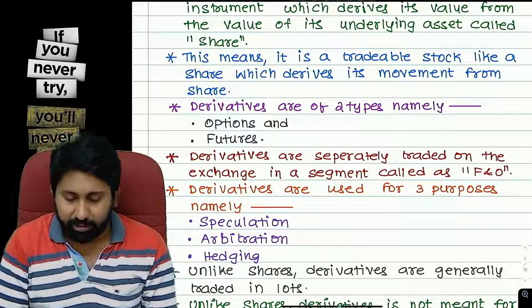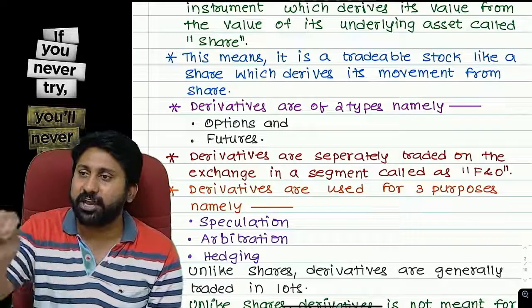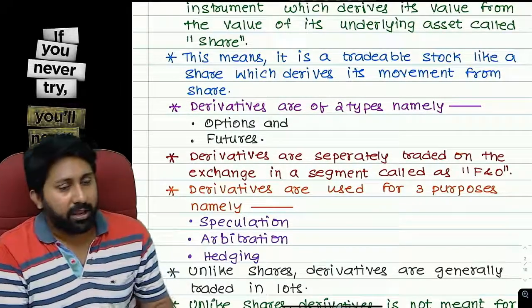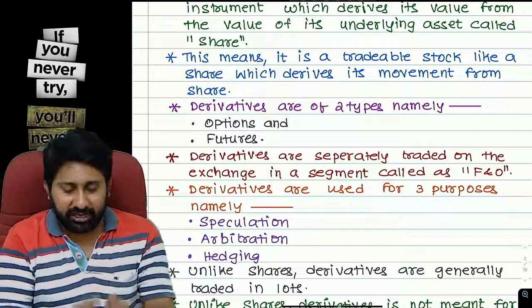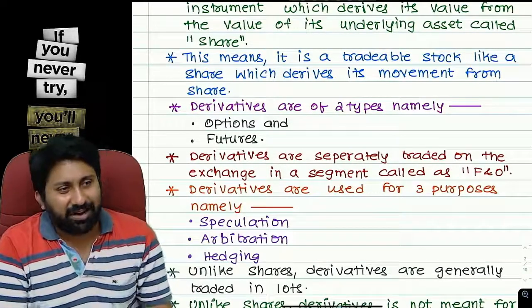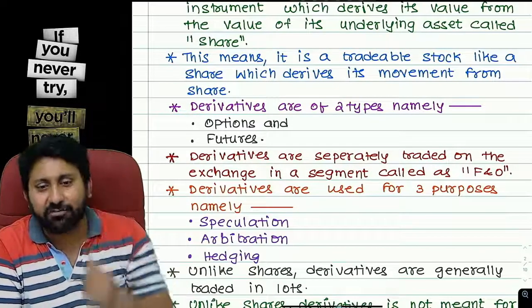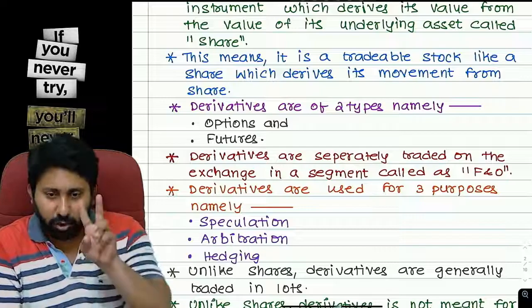See here, I want to buy a share in future. If I have to buy a share in future, you may ask a question: Sir, why derivative options? When there is already a share market, why again the F&O segment? What is the purpose? Two purposes.